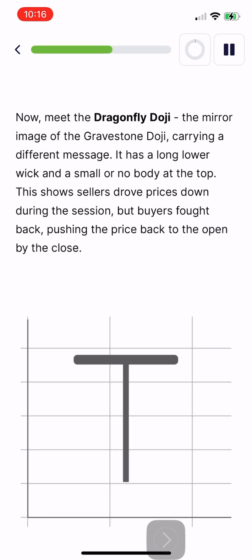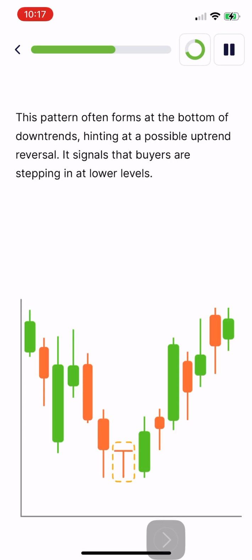Now, meet the Dragonfly Doji, the mirror image of the Gravestone Doji, carrying a different message. It has a long lower wick and a small or no body at the top. This shows sellers drove prices down during the session, but buyers fought back, pushing the price back to the open by the close. This pattern often forms at the bottom of downtrends, hinting at a possible uptrend reversal. It signals that buyers are stepping in at lower levels.